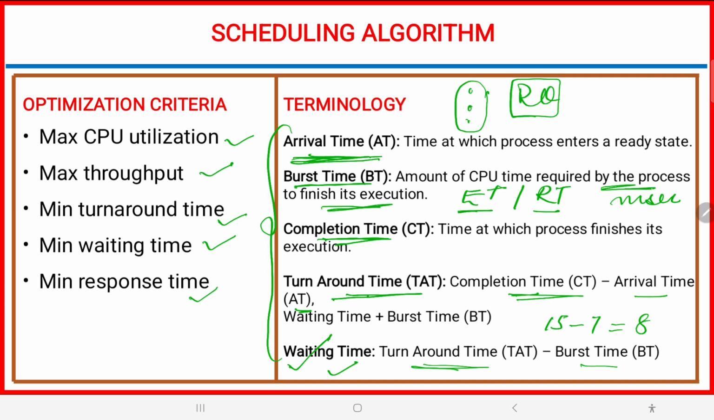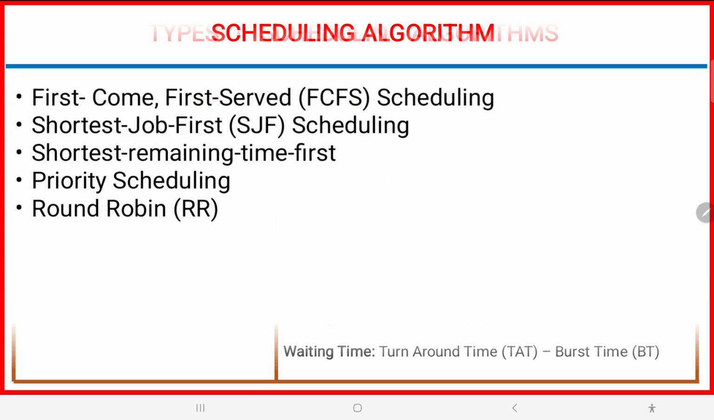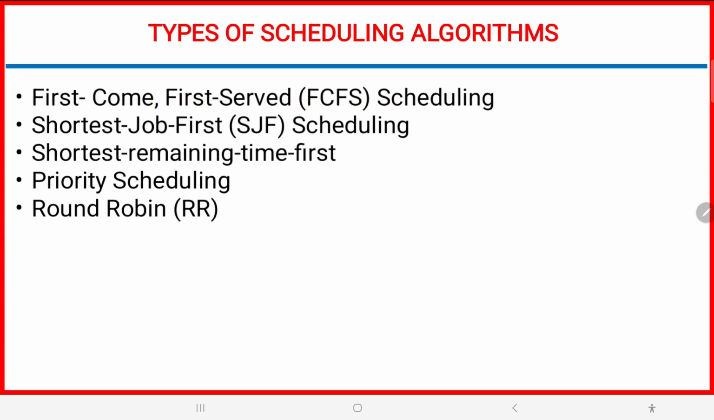So let's move on to the next slide now. These are the various scheduling algorithms which we'll be discussing in the coming videos, and those algorithms are first come first serve. Then we'll be discussing shortest job first scheduling as well as shortest remaining time first scheduling. We'll be discussing preemptive as well as non-preemptive cases. Then we'll also be discussing priority scheduling as well as round robin scheduling. So in the coming videos, we'll be discussing all these scheduling algorithms.